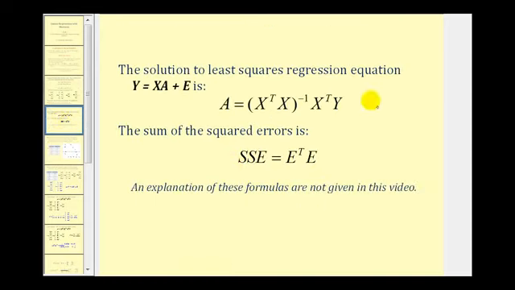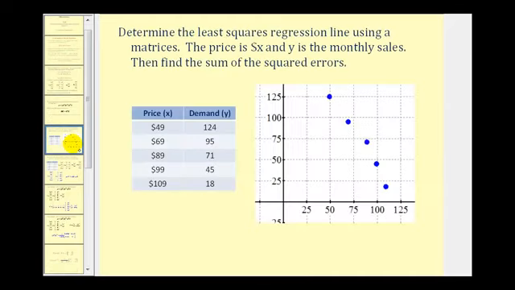Now we're not going to derive these formulas here, but to solve this matrix equation, A, remember that gives us the y-intercept and slope, is equal to this product here, where we have the inverse of the product of the transpose of matrix X and matrix X, times the product of the transpose of matrix X and matrix Y. And the sum of these squared errors is equal to the transpose of matrix E times matrix E. Let's take a look at an example.